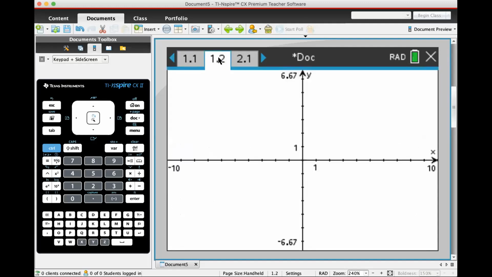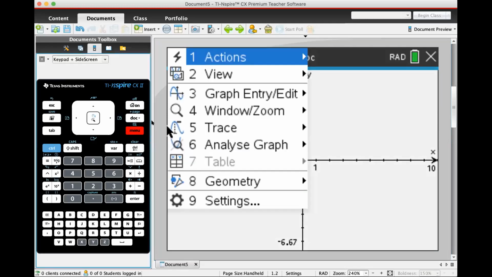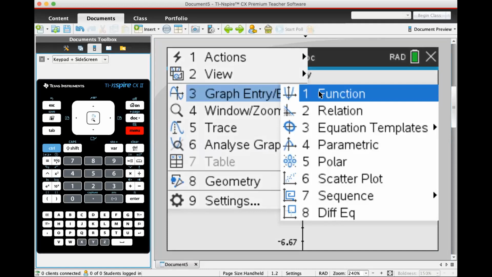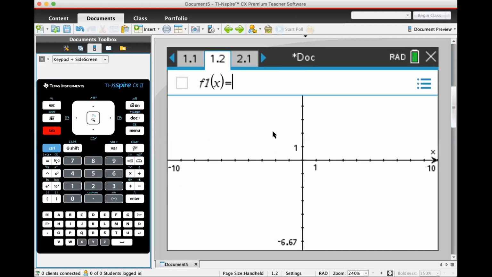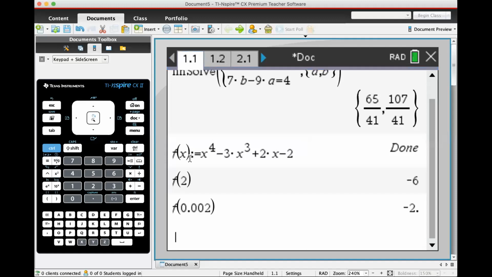To graph a function, remember I said you have to go to menu, like the lighthouse. You go to the menu, and you can say graph entry edit, and you can say function. That's the way to go, but the shortcut is tab. When you're on the graph page, if I hit tab, watch what I'm going to do. I am not even going to enter the whole thing. This is the power of the assign key.